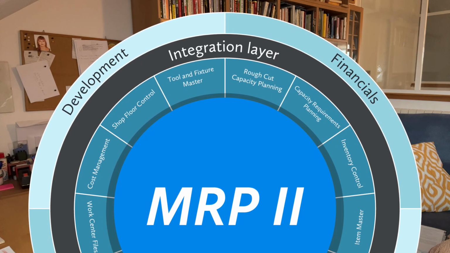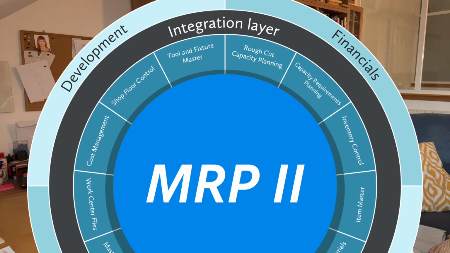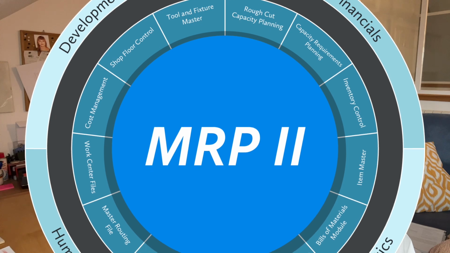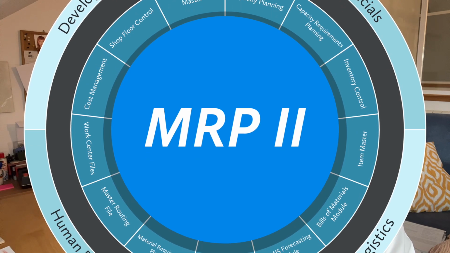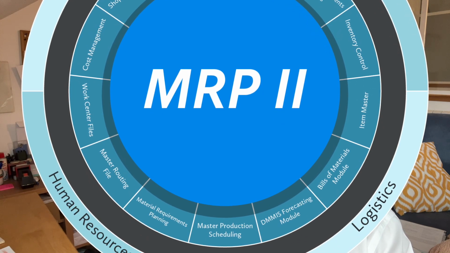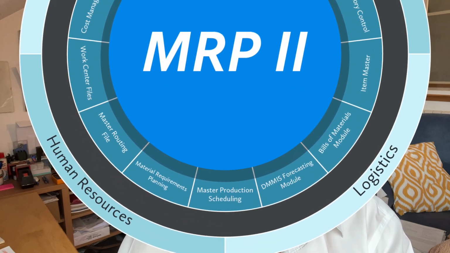And the first thing they did was send me on a course on MRP II, taught, I believe, by Oliver Wight, a consultancy. I got certified in each of the modules of MRP II, which consisted of the following modules: rough cut capacity planning, capacity requirements planning, inventory control, item master, bills of materials module, DMIS forecasting module, master production scheduling, material requirements planning, routing file, work center files, cost management, shop floor control, tool and fixture master.